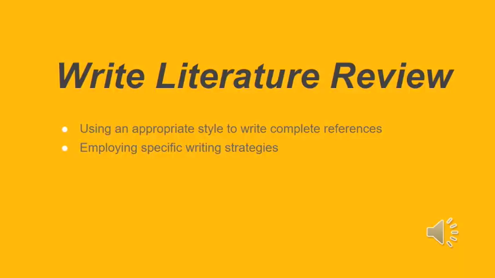So after we pass those steps, we identify the key terms, we locate literature, we evaluate and select the literature, and we organize which one should be used and which one should not be used. Then we can go write the literature. And don't forget that in writing literature, we got to know some things that we got to do. The first is, use the appropriate style to write complete references.